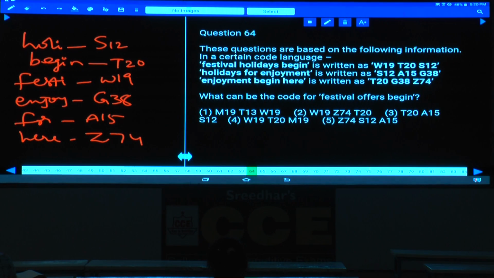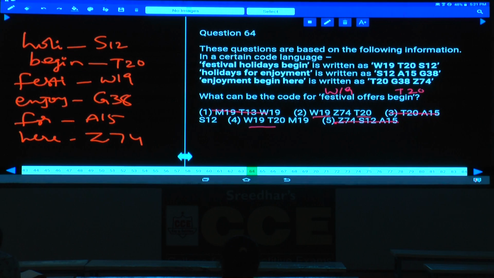Then what can be the code for festival offers begin? Festival, what is the code here? Festival is W19. And next one, offers. Offers is nowhere given. And begin, what is the code to this word begin? T20. W19, T20 should be there. Now choice 1 cannot be the answer, as choice 2 has W19, T20. Now choice 3 cannot be the answer. W19, T20 as there is a possibility. Now this is again ruled out.